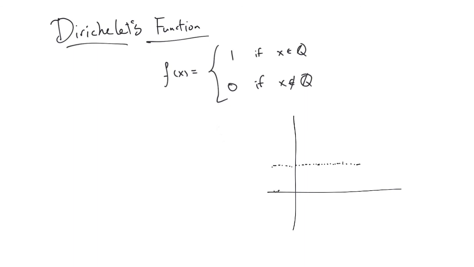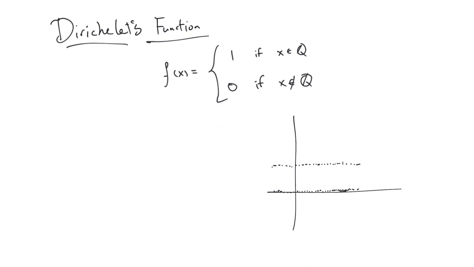So you get another sort of cloud of points down here, all right? Because the irrationals also are infinitely, densely packed. So you get sort of a haze of points here and another haze of points down here, all right?